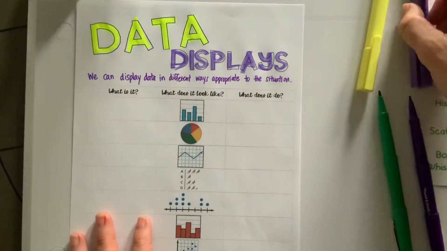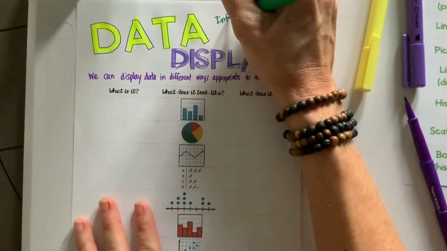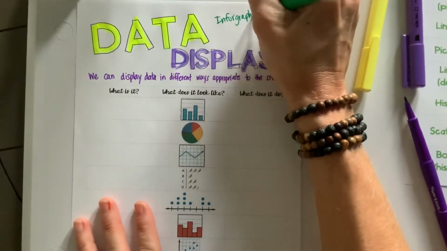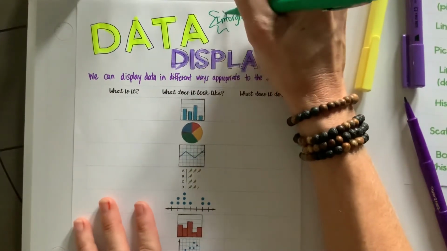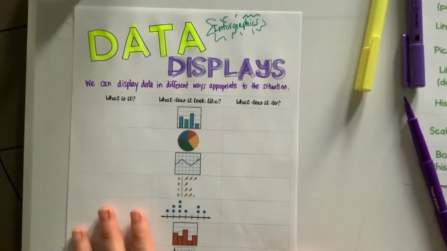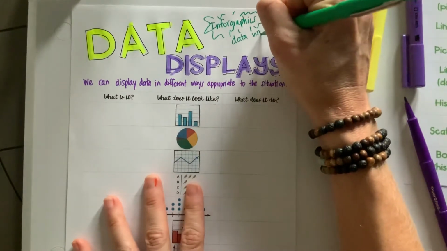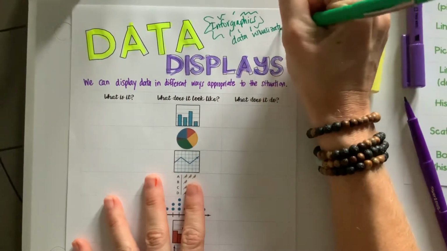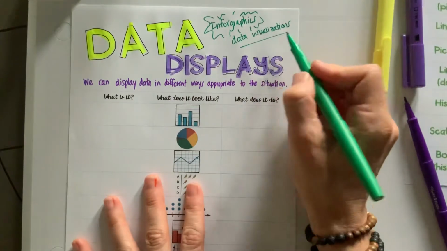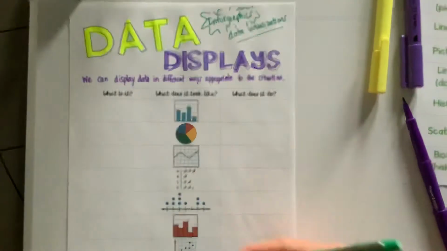So you are going to also see data displayed creatively in things like infographics. And you are also going to see data displayed visually in things called data visualizations. So data visualizations are often like animated, or maybe they're a map that's interactive, or just really creative, unique ways of displaying the data outside of these traditional methods.